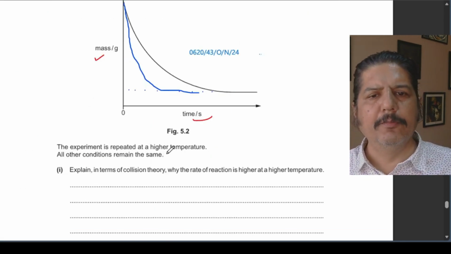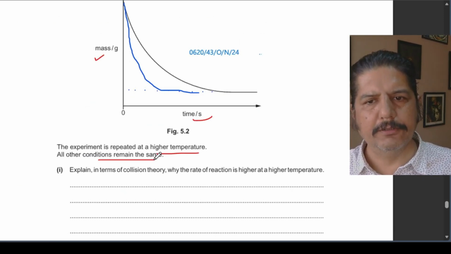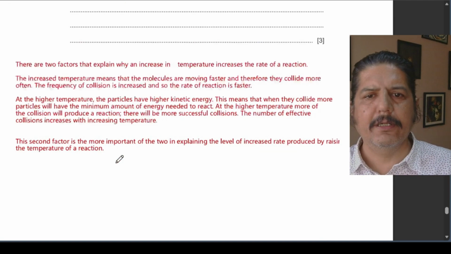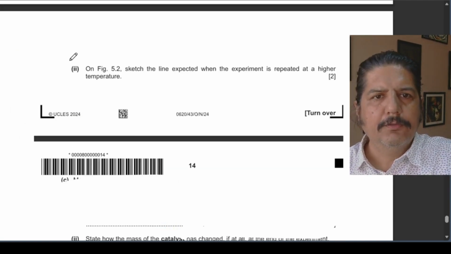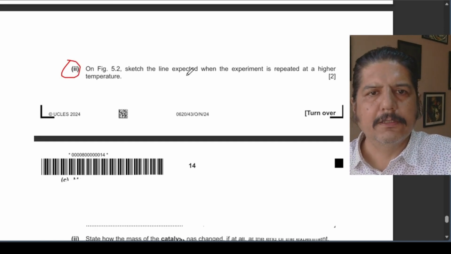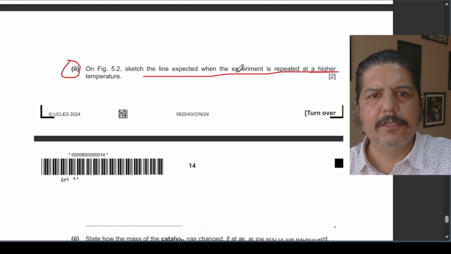The experiment is repeated at higher temperature. All other conditions remain the same. The collision theory for temperature I have discussed separately, so I don't want to go into this. This part of the question is what I want to discuss here. Sketch the line expected when the experiment is repeated at higher temperature.